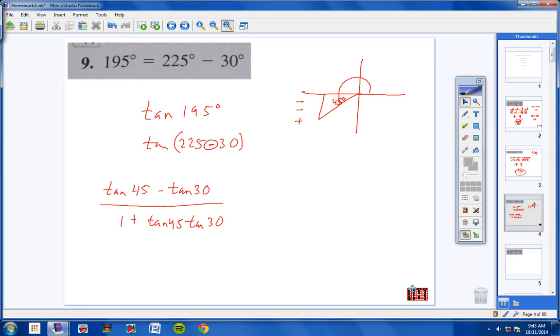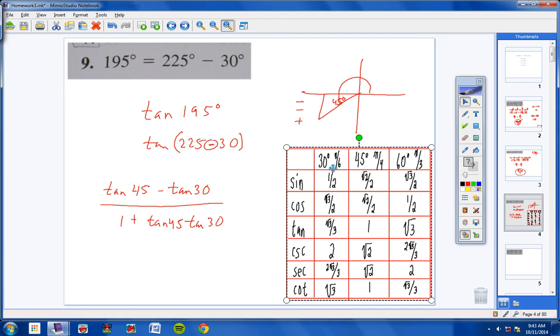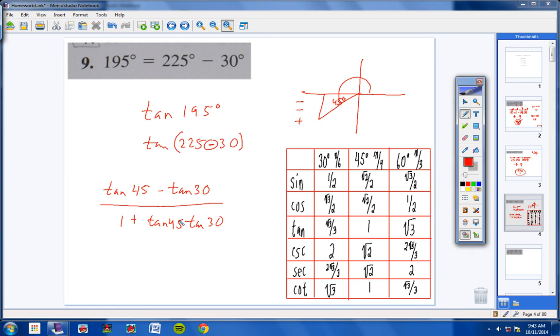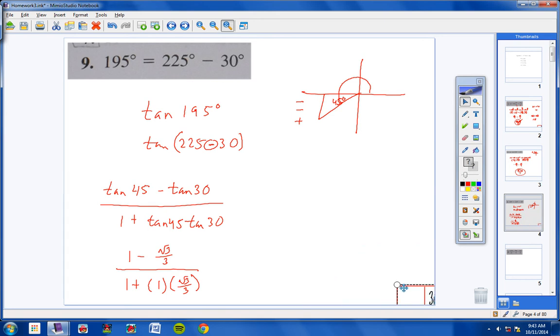So with that in mind, let's quickly fill in these trig values, then we'll be good to go. So here we go. Okay, tangent of 45 is 1. So 1 minus tangent of 30, which is square root of 3 over 3, all over 1 plus tangent of 45, which is 1, times tangent of 30, square root of 3 over 3. Okay? And so here we go. Let's go ahead and get rid of this, and let's get to work on simplifying.